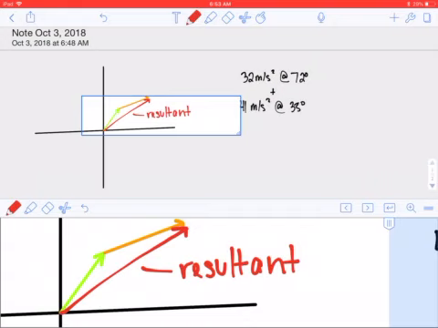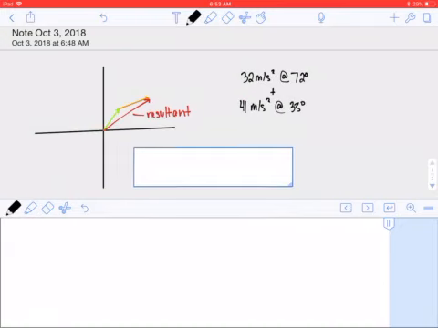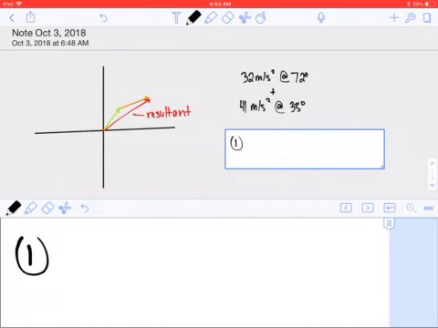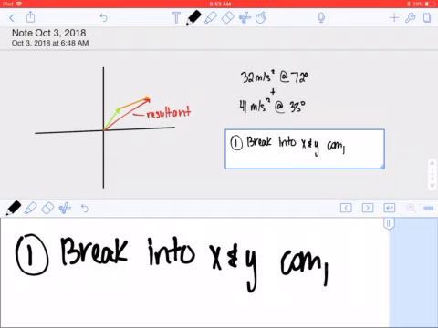So step number 1 is, if I want to just draw it in, I draw it in. But let's talk about how to do it with math. So, 3 easy steps. Step 1, we're going to break each of them into their x and y components.